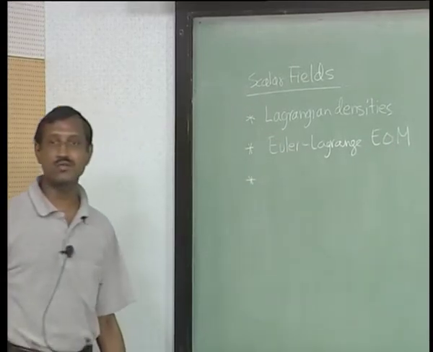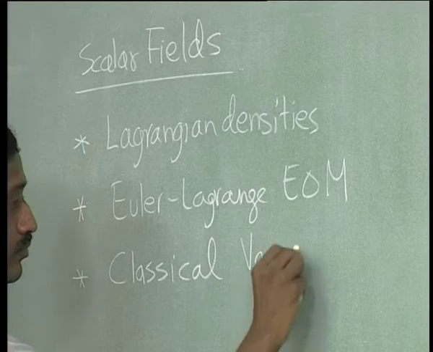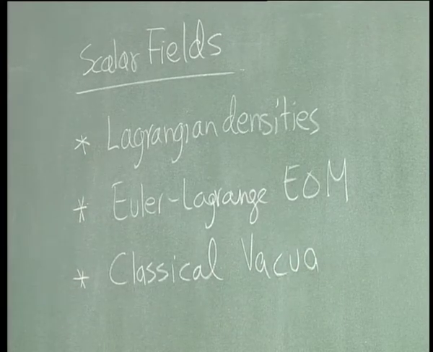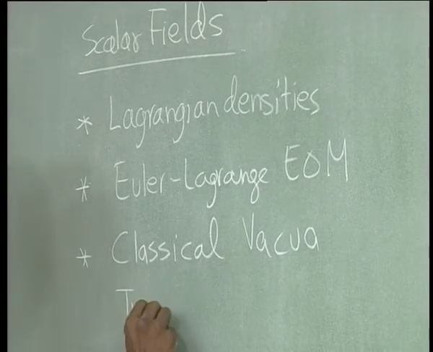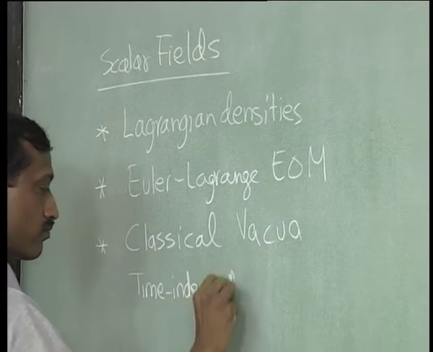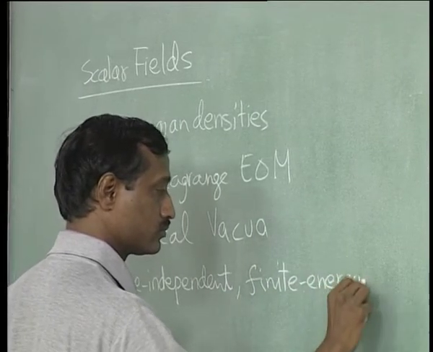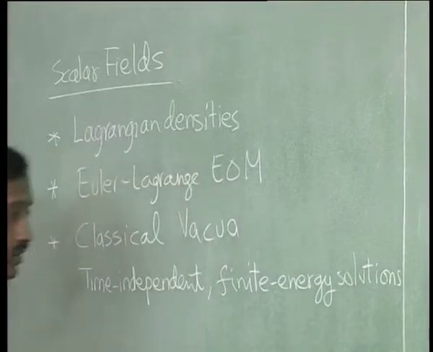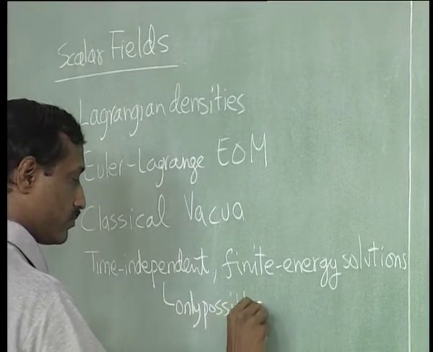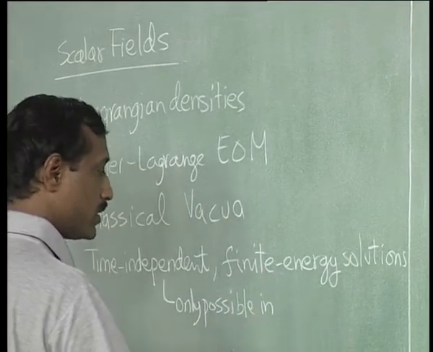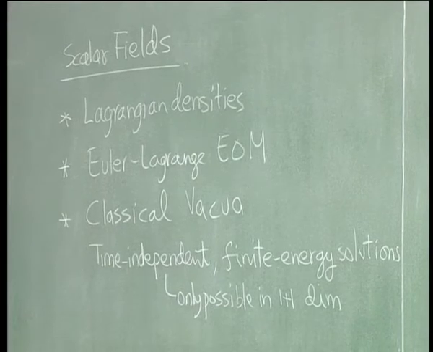And then we also did a bit of playing around with solutions. So, we looked at classical vacua, which we defined to be the lowest energy configurations, and we also looked at other solutions, like time independent, finite energy solutions, and we saw that this was only possible in one spatial dimension, in 1 + 1 dimensions, and it was not possible in any higher dimension. Okay.